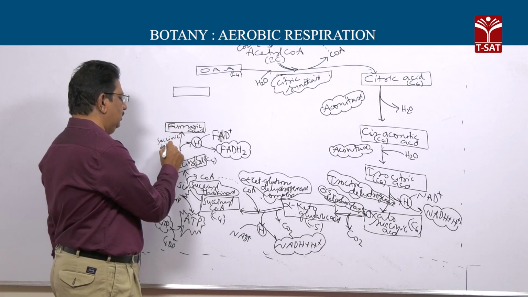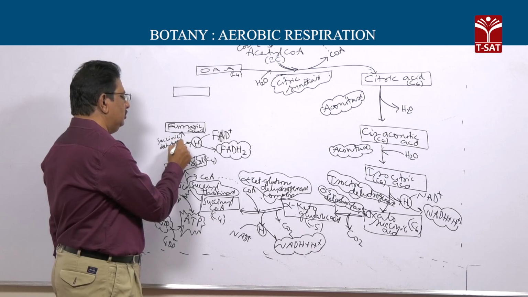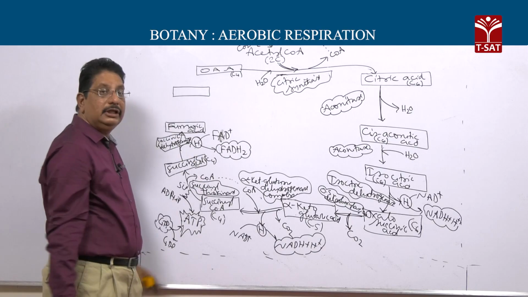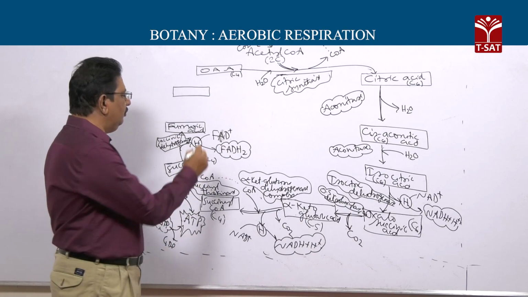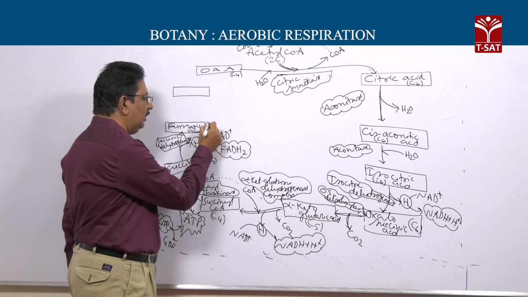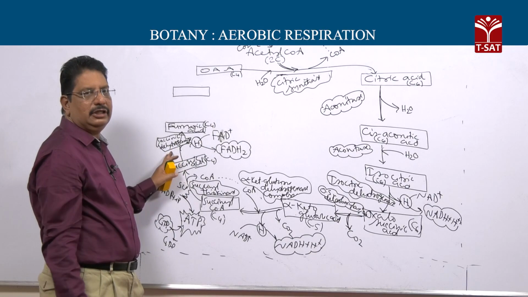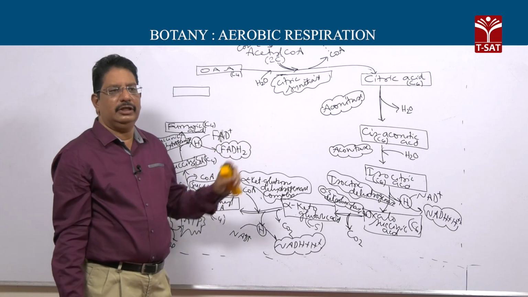Succinic dehydrogenase enzyme. So fumaric acid is a C4 acid, and this is a special enzyme because of its location.